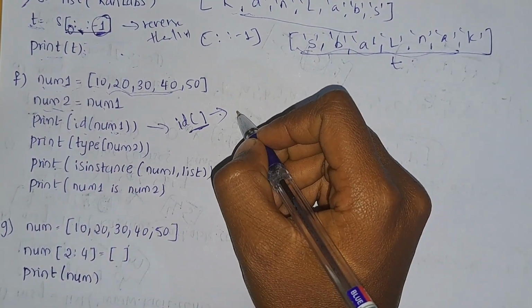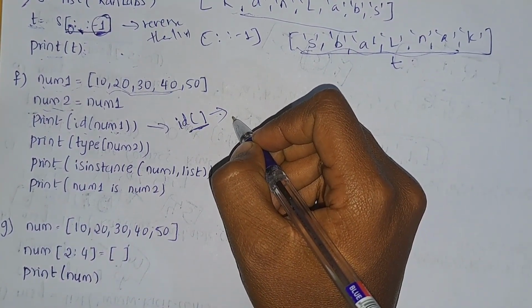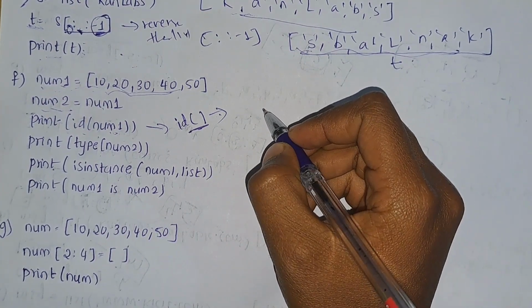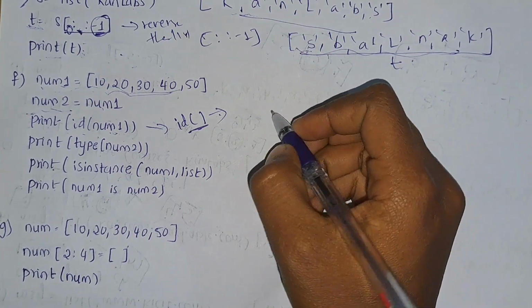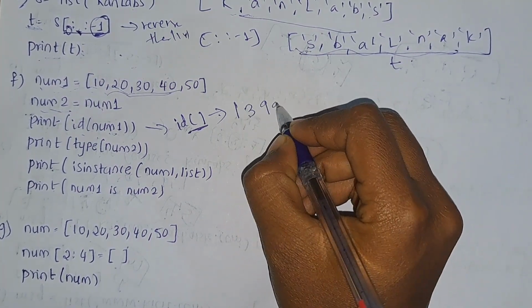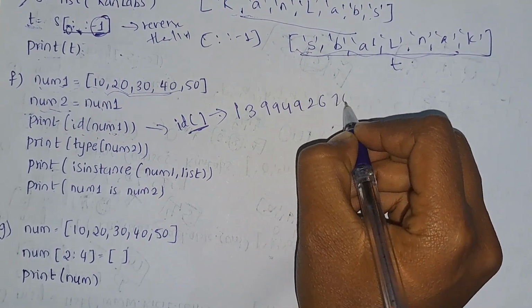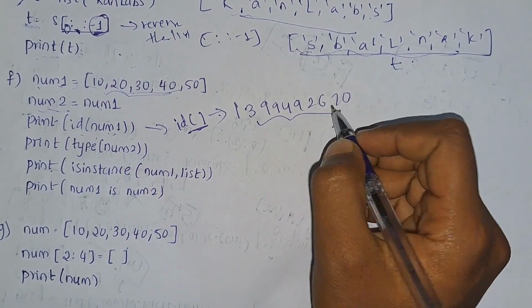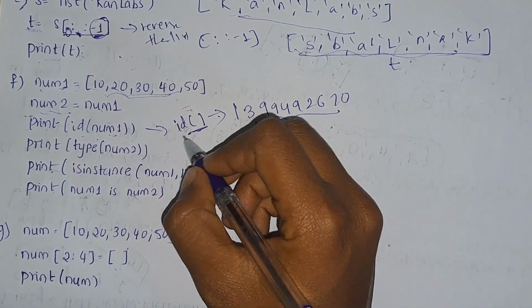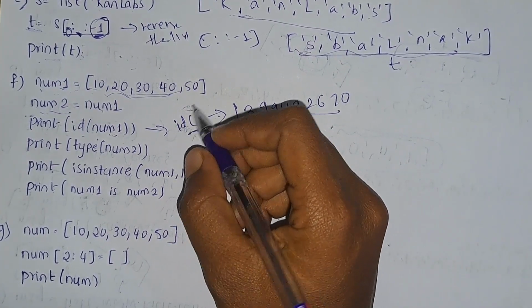Okay, so suppose you can assume it as, I'll give you, like 139949267, some unique value. This id function will return some unique value which is specified for the object.